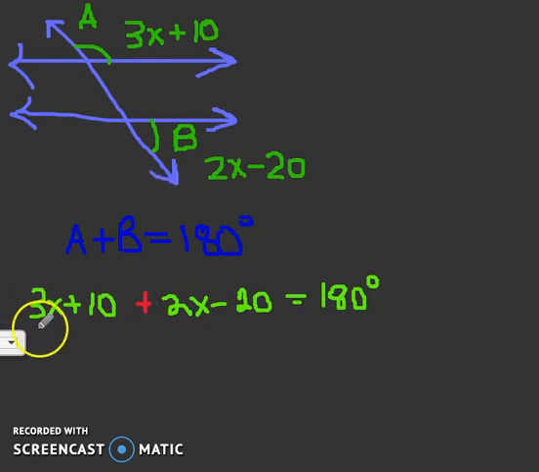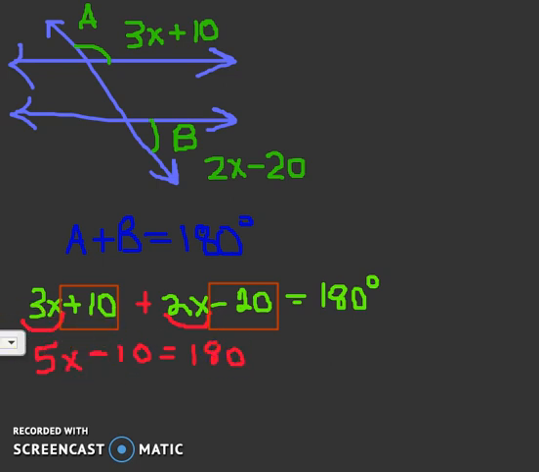Let's do it the fast and easy way. Let's combine like terms. Let's find all of our x's. 3x's plus 2x's equal 5x's. And now let's add up our other numbers that we see in there. Plus 10 and minus 20 will give me minus 10. Use your calculator, don't be afraid. So now we have a simple two-step equation.